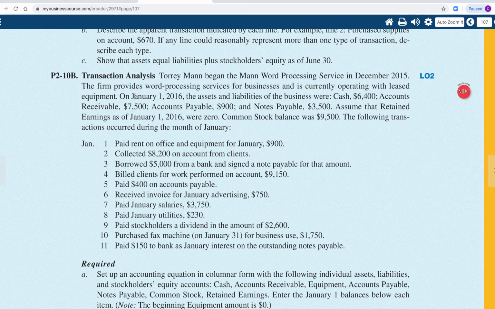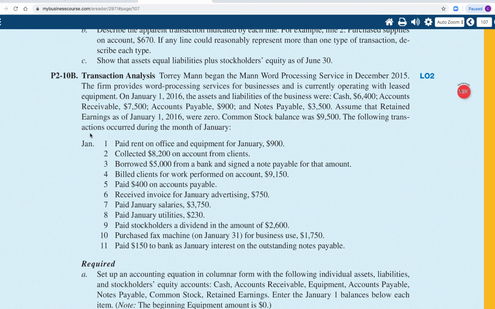Okay, notice they say here on January 1st, 2016, the assets and liabilities of the businesses were. So they tell us what their cash is, what their accounts receivable are, what their accounts payable are, what their notes payable are. And they tell us that, hey, in the beginning, we're going to assume they have no retained earnings, okay? They tell us that the common stock balance is $9,500, and they give us the following transactions, okay? So this information that they give us is very important, and we need it because we're starting off by saying, hey, our cash balance is $6,400.